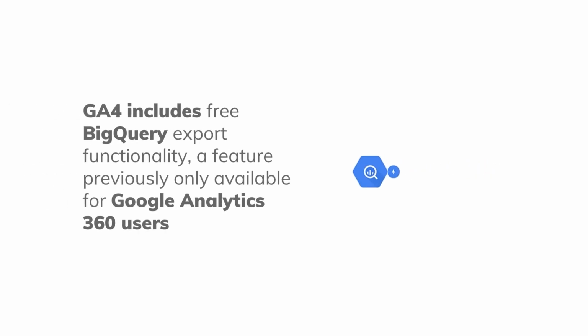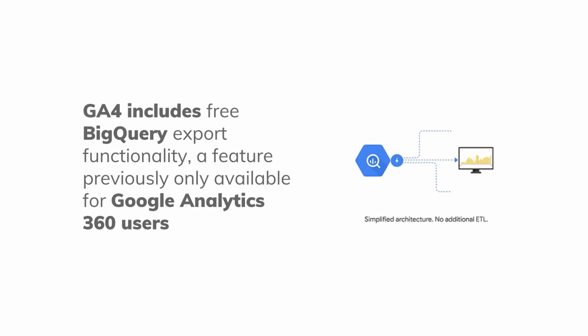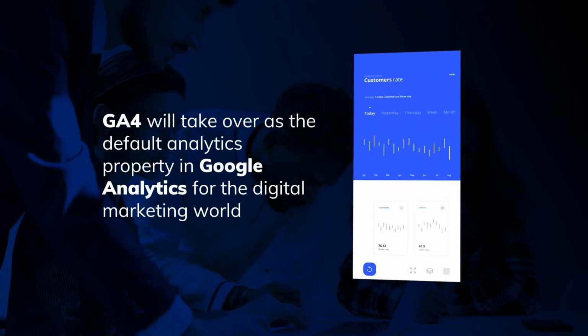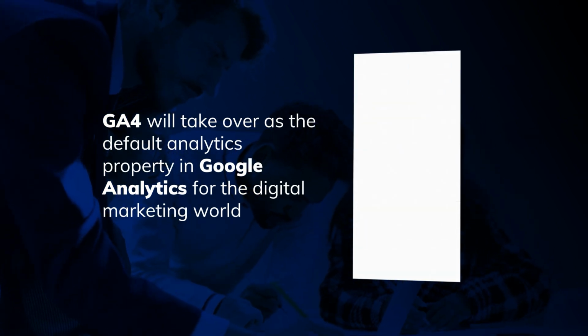With GA4, Google created a simple property to help customers best understand how users interact across their apps and websites in a unified way. As an added bonus, GA4 includes free BigQuery export functionality, a feature previously only available for Google Analytics 360 users. Although Universal Analytics is a much more mature measurement property, little by little, GA4 will take over as the default analytics property in Google Analytics for the digital marketing world.